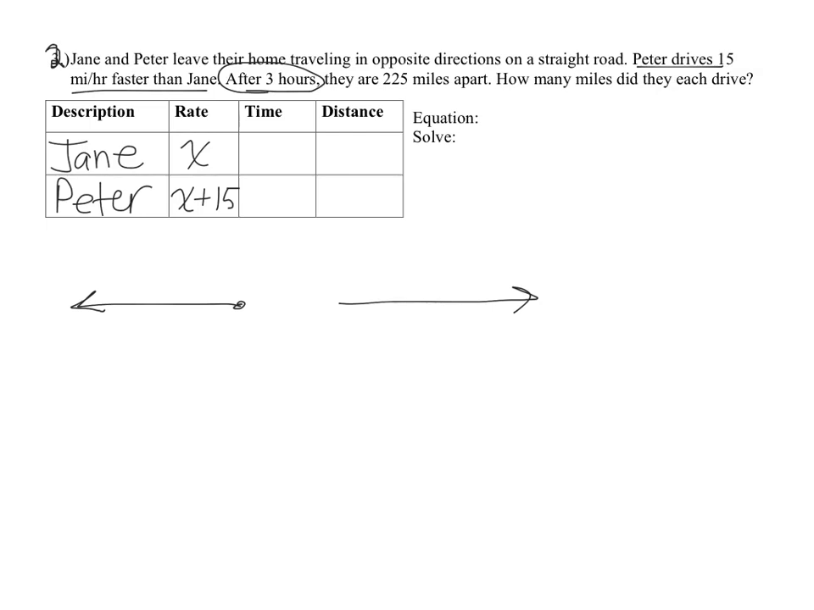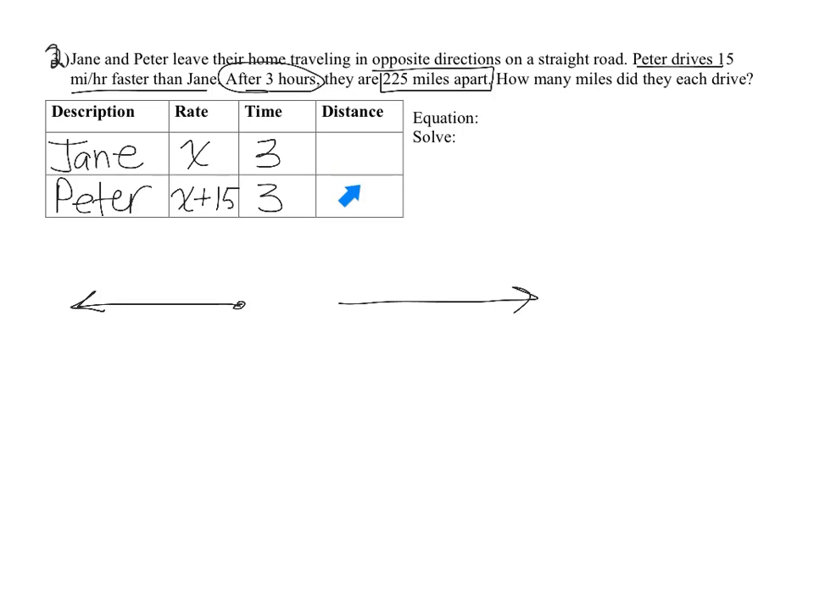Well, the 3 hours right there, that's how long they've both been in their car or traveling on whatever vehicle they're traveling in. Both of them have been traveling for 3 hours. But they're going in opposite directions. Now, don't let this 225 miles apart mess you up, because does it say here that Jane is going 225 miles or Peter is going 225 miles? No. This is their combined distance.